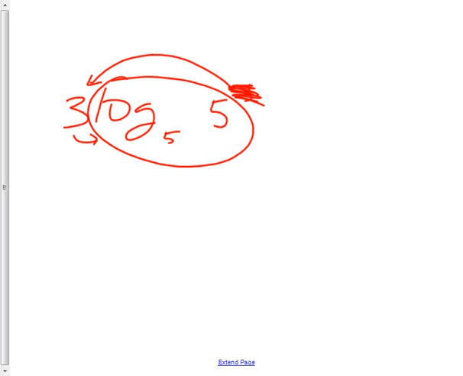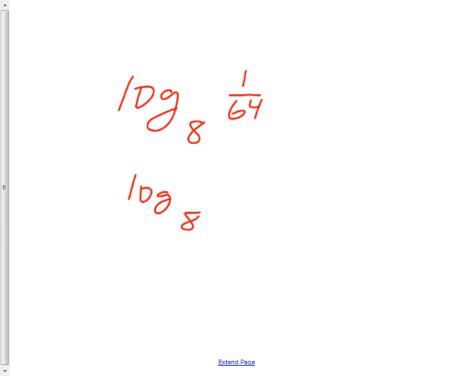Sweet. Okay, so let's try one more. Log base 8 of 64. Because you could rewrite 64 as 8 squared. All right, let's make it harder then. Let's say it was 1 over 64. If you rewrite this, I'm going to rewrite this as log base 8 of 8 to the negative 2. Does that work?